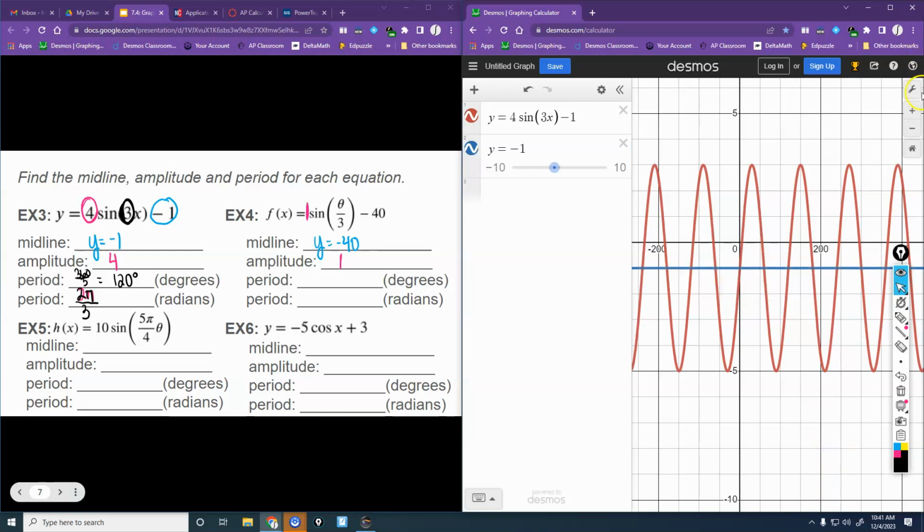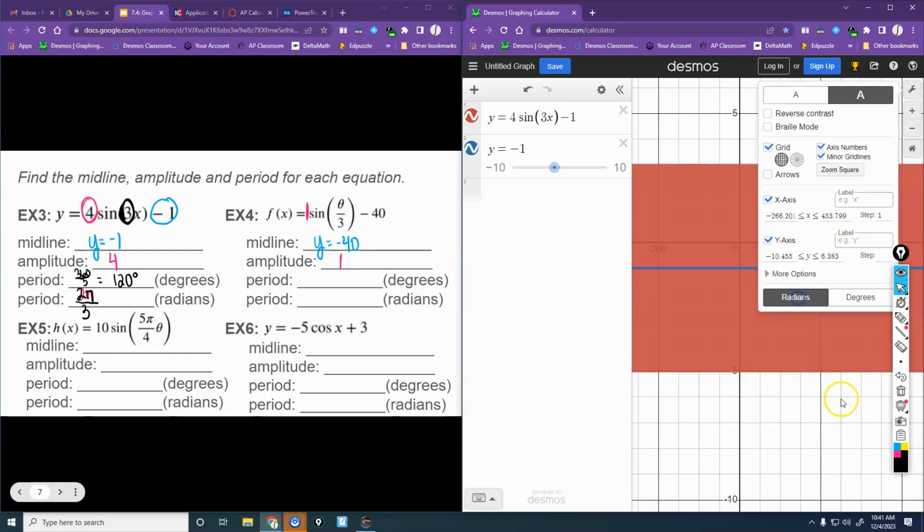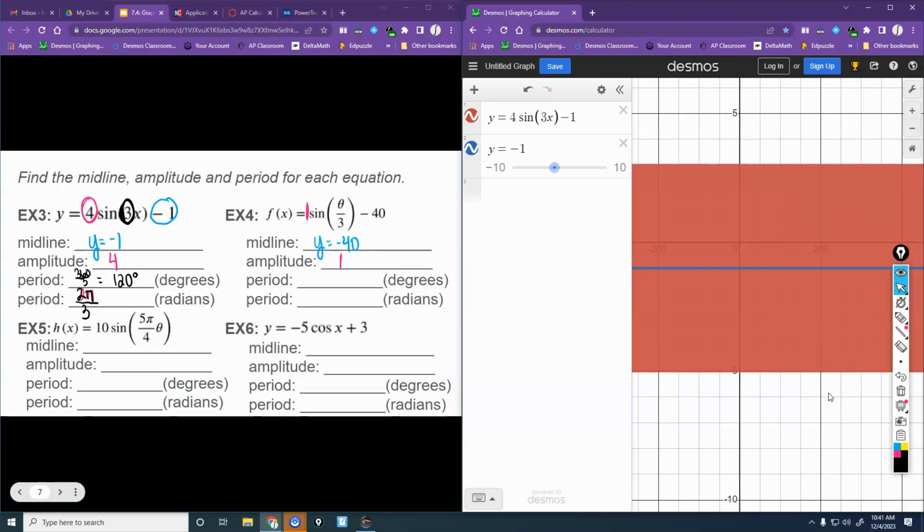Okay, questions? All right, I'm going to go back to radians. Look what happens if I go back to radians. It turns into a block. Why is that? I'm going from 0 to 360 right now because I was in degrees, right? So 2 pi is like 6.28, right? 6.28 is one full rotation. Right now I'm going from 0 to 360. This is tons of rotations.